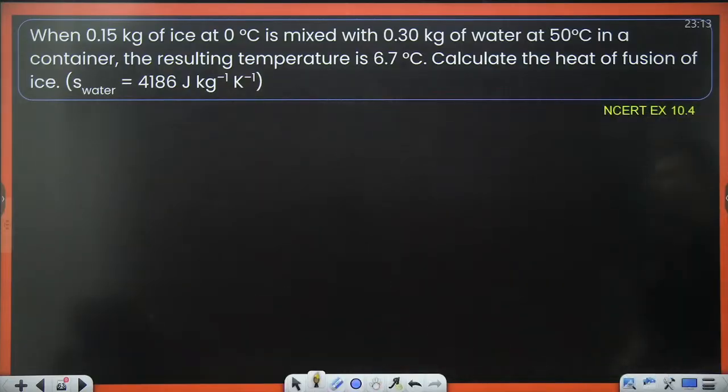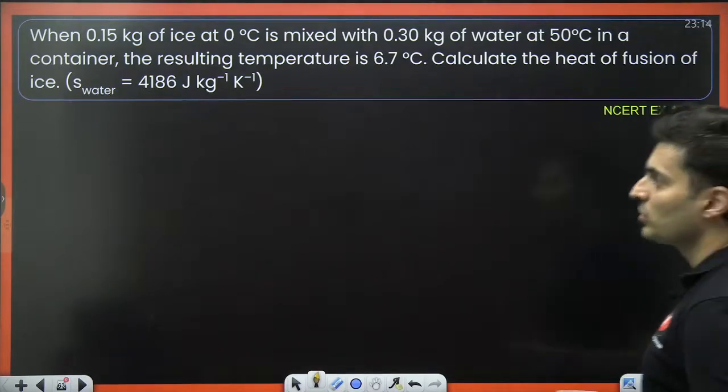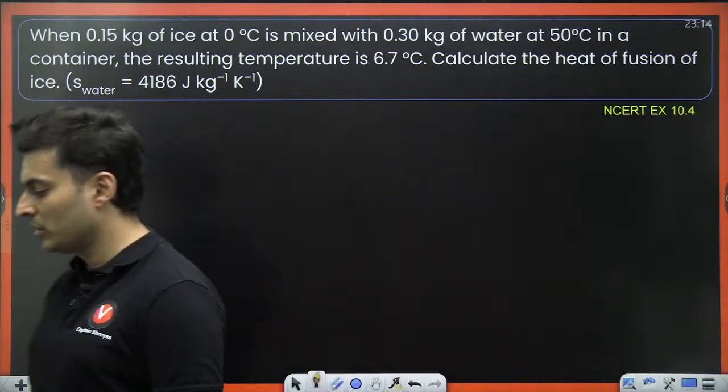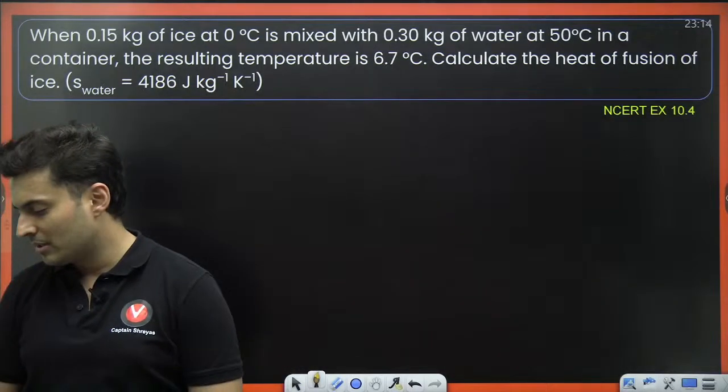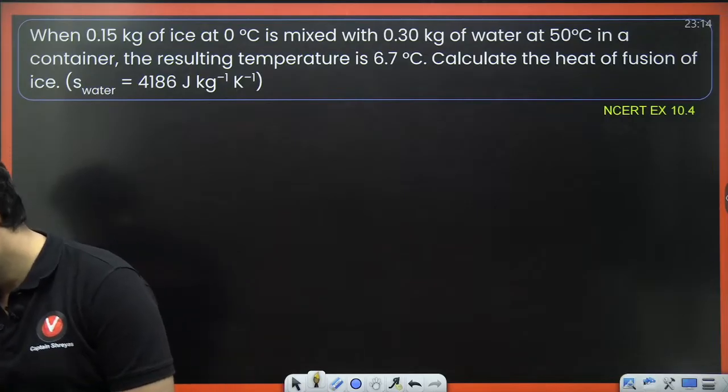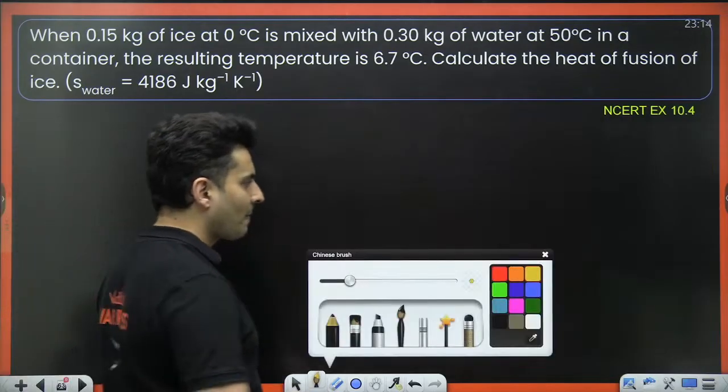When 0.15 kg of ice at 0 degrees Celsius is mixed with 0.3 kg of water at 50 degrees Celsius, the resulting temperature is 6.7. Calculate the heat of fusion of ice. Identify who is Pandu, who is Champa. That's all, my dear students.